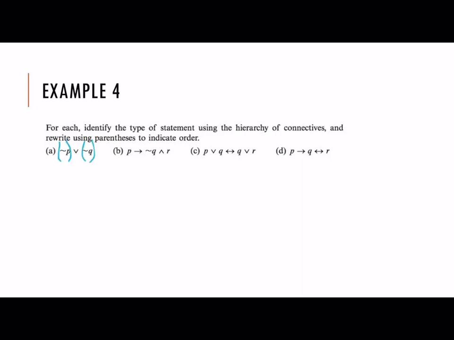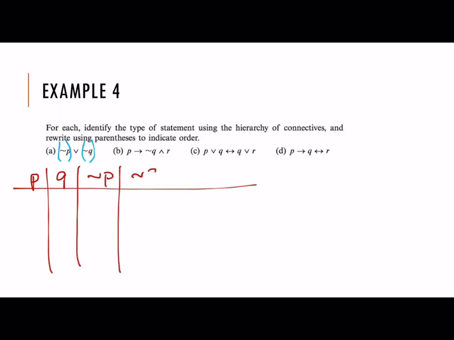All right, so when you go to make your truth table, you would do a column for P, a column for Q, then you would do a column for the negations, so not P, one for not Q, and then finally you would do a column for the last connective, the or.